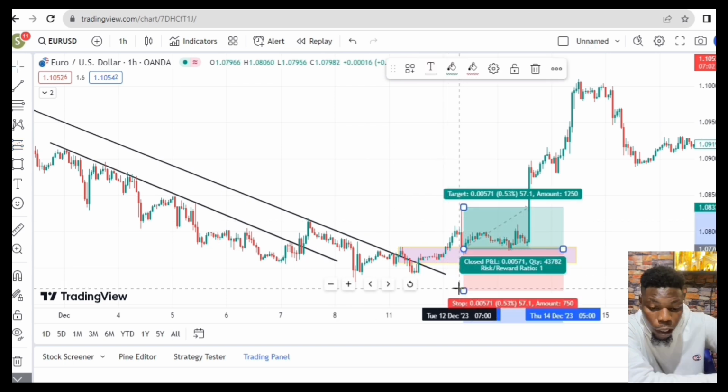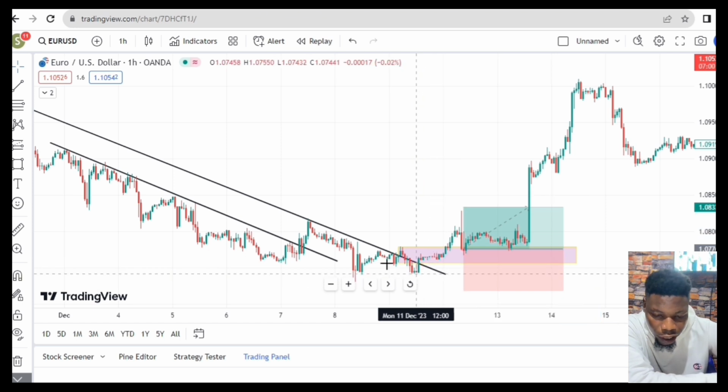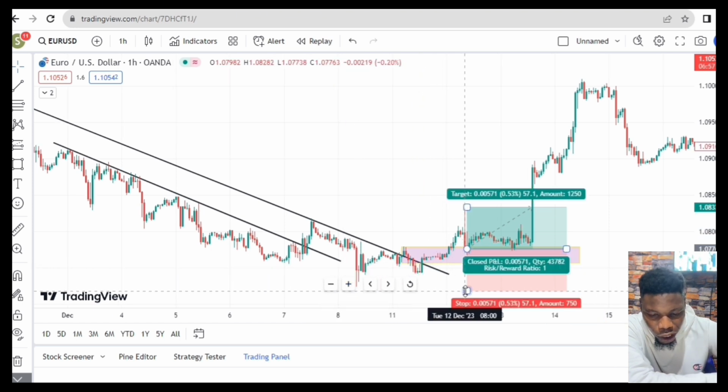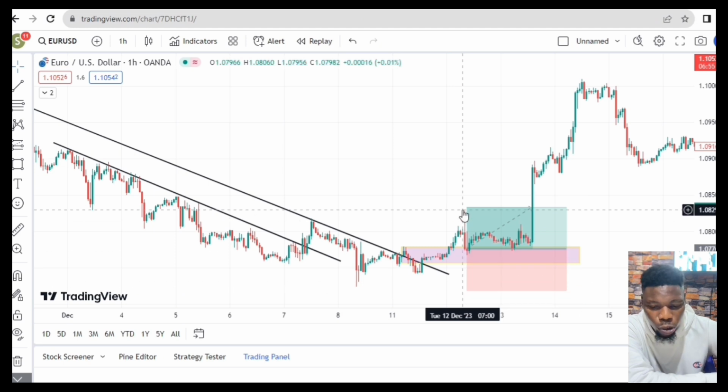Then your stop loss will be on the last low, not this one, to be on the safer side, guys, because we don't want to be stopped out. It doesn't make any sense because we are here to make money. When you're being stopped out often, it affects your psychology and a lot of things. So it's advisable to have a strategy that has more win rate.